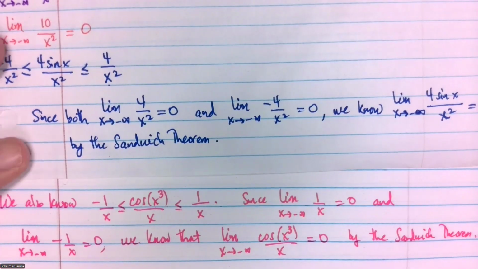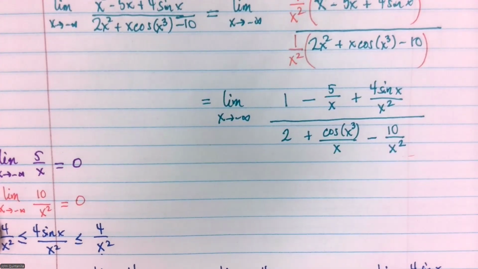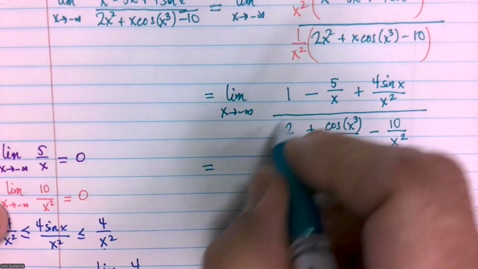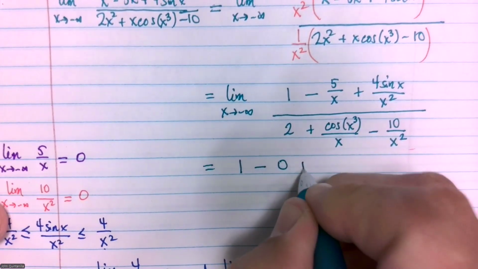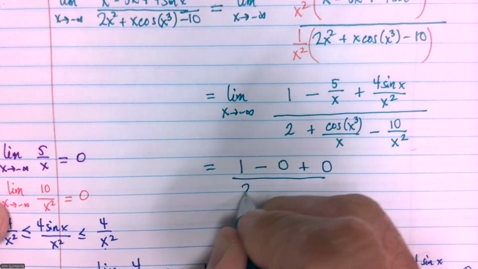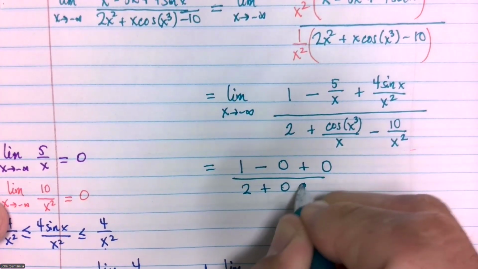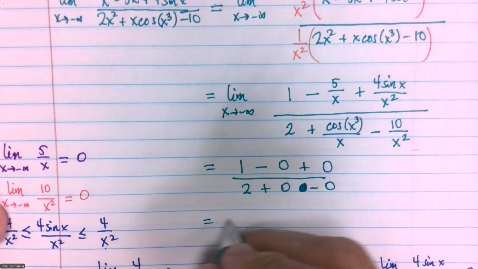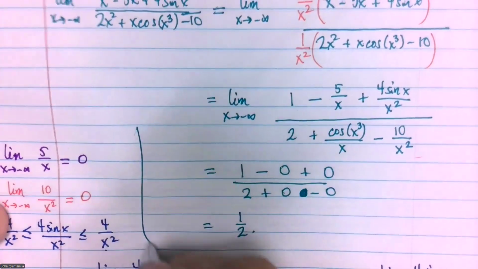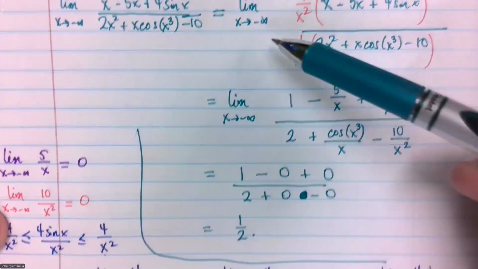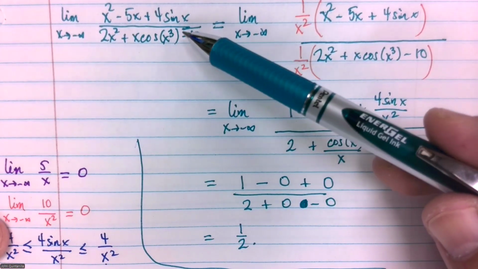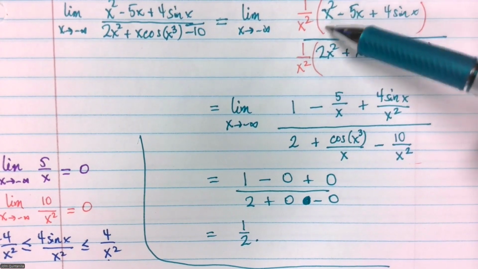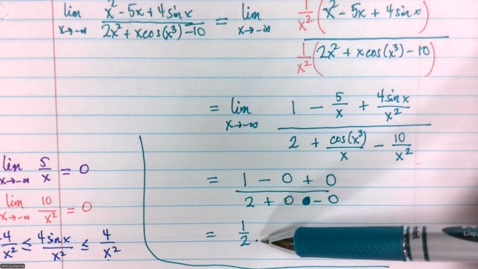Coming back to the original derivation, all of these limits are very straightforward to evaluate. I have 1 minus 0 plus 0 all over 2 plus 0 minus 0. All of these limits turn out to be 0, and so the limit is simply equal to 1/2. In this very complicated expression, almost everything doesn't count except for the coefficients on the leading terms, so the limit is equal to 1/2.